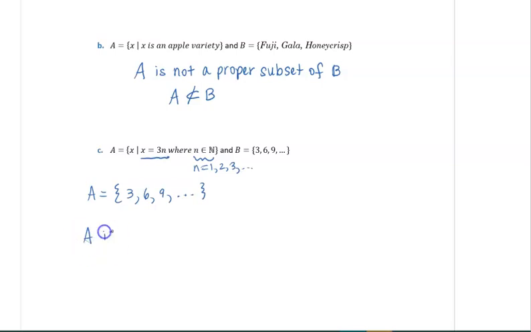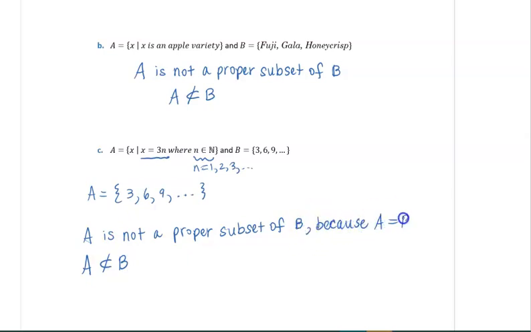So A is not a proper subset of B, which can be written symbolically like this, because they are the same. They contain the same elements, which goes against the definition of a proper subset.